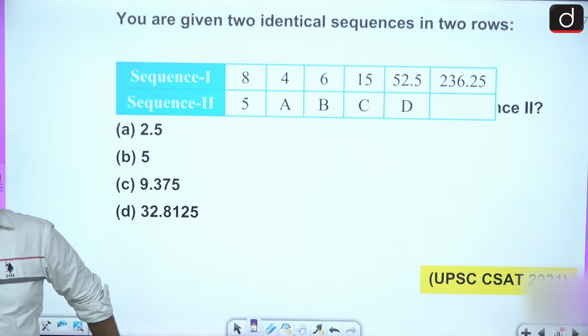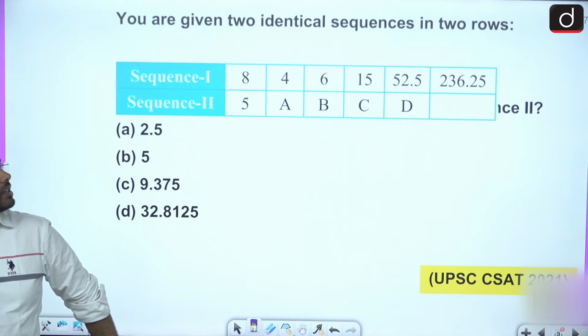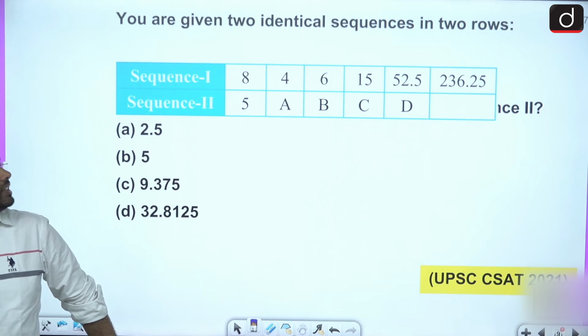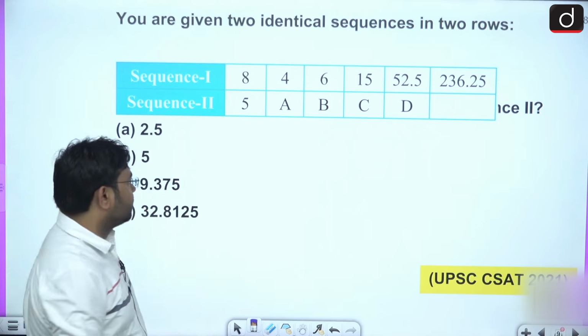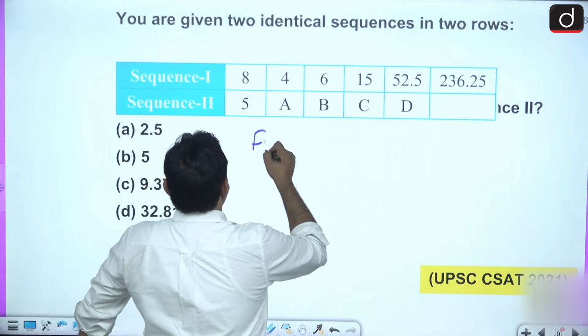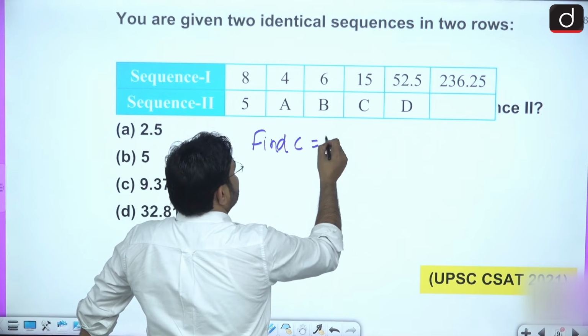Sequence first is what? 8, 4, 6, 15, 52.5, 236.25. And sequence 2 is 5A, B, C, D. Then find the value of C.